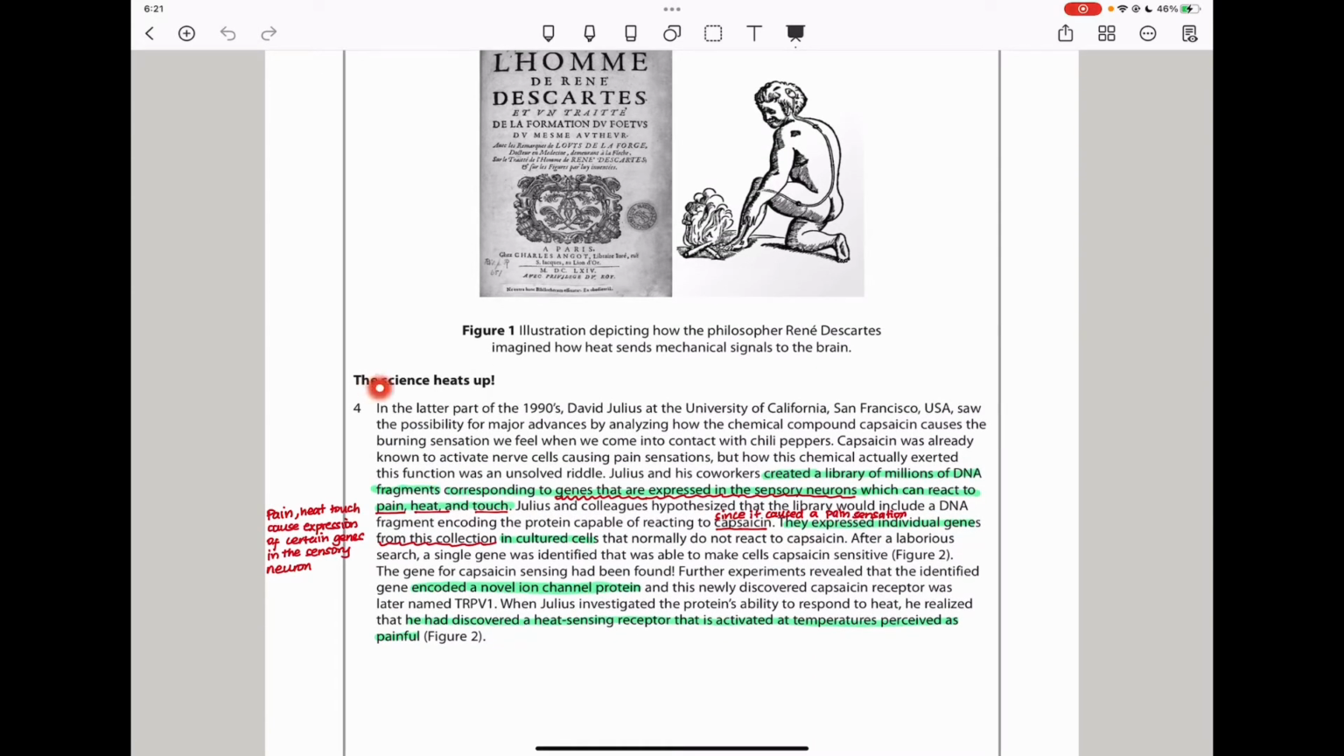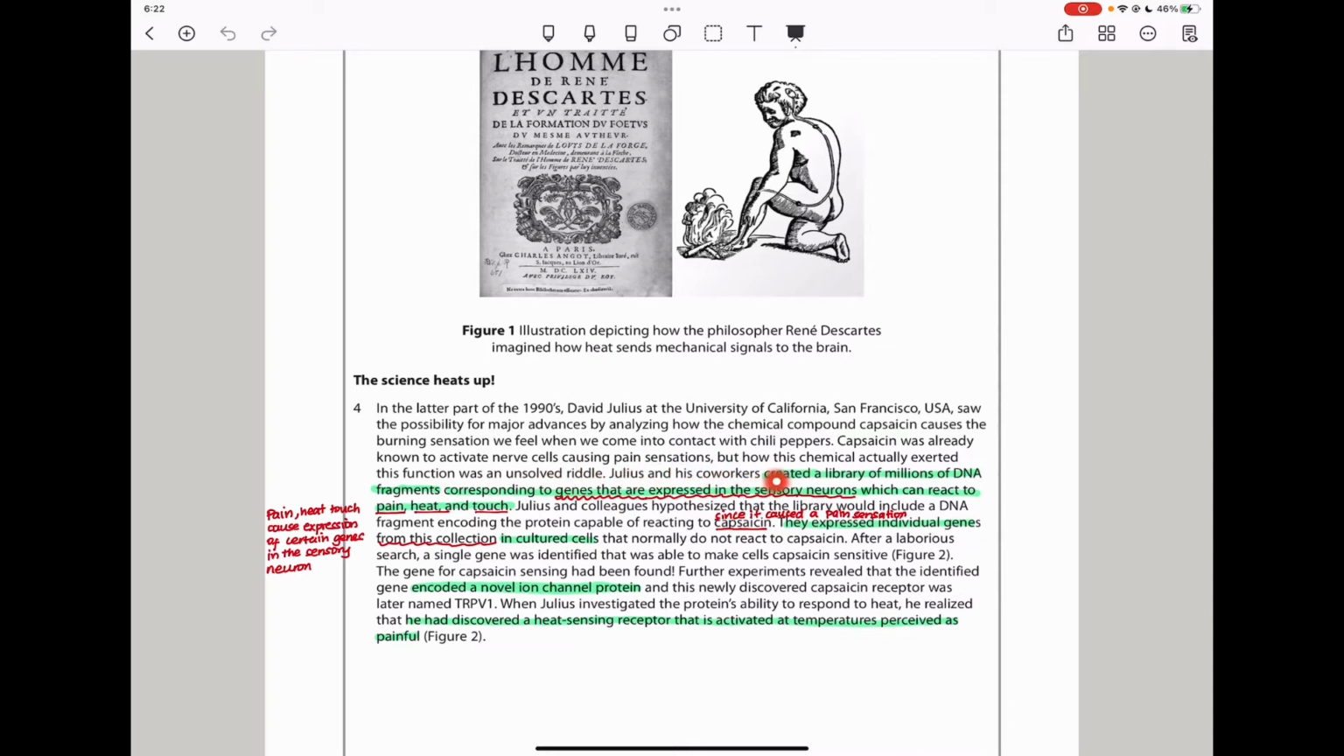Paragraph 4, the science heats up. In the latter part of the 1990s, David Julius at the University of California, San Francisco, USA, saw the ability for major advances by analyzing how the chemical compound capsaicin causes the burning sensation we feel when we come into contact with chili peppers. Capsaicin was already known to activate nerve cells causing pain sensation, but how this chemical actually exerted this function was an unsolved riddle.